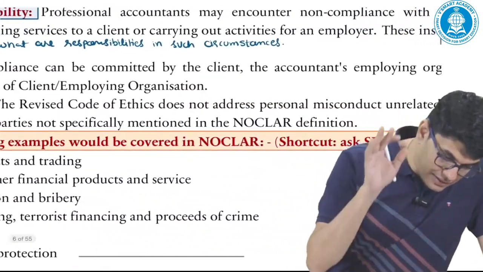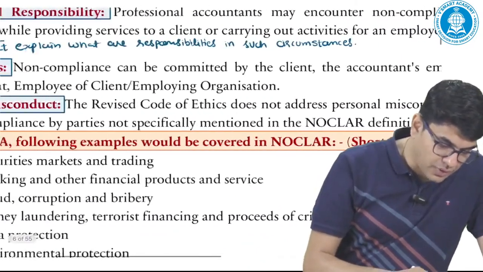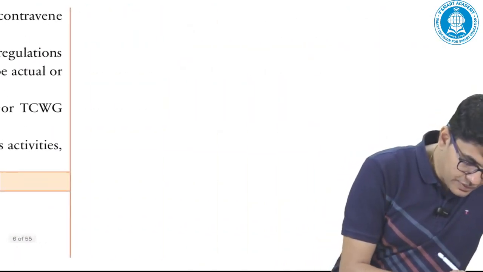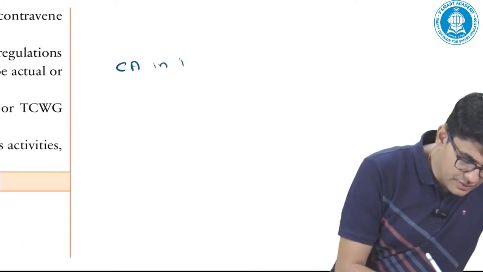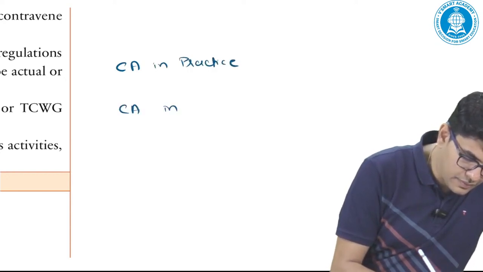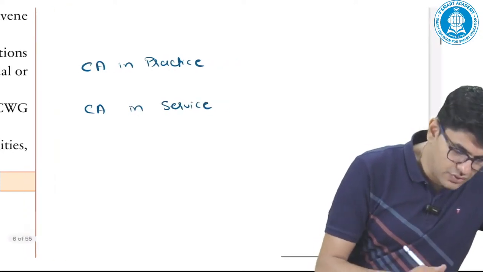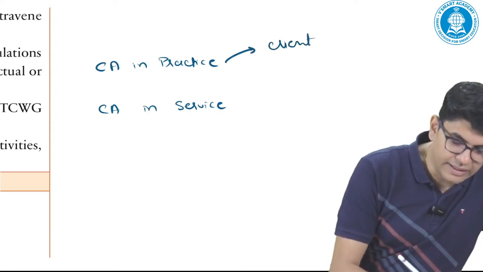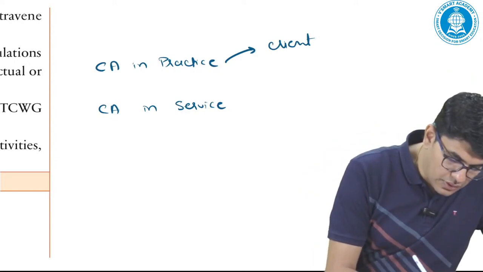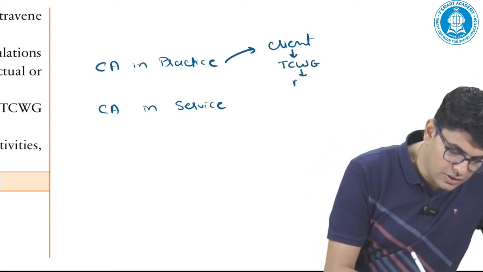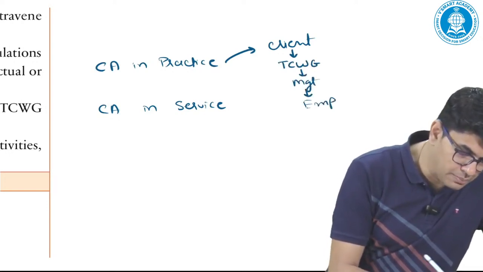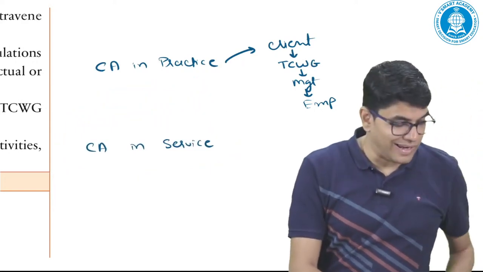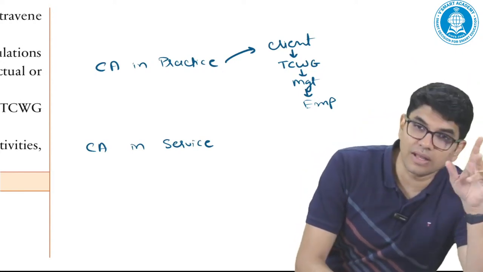Non-compliance can be committed by the client, the accountant's employing organization, or TCWG, management, or an employee of the client or employing organization. Basically, for a CA in practice, if the non-compliance is by the client, which can be a company, a partnership firm, or an individual, or by the TCWG of the client, the management of the client, or an employee of the client, if these people do illegal activities, then NOCLAR will be applicable.